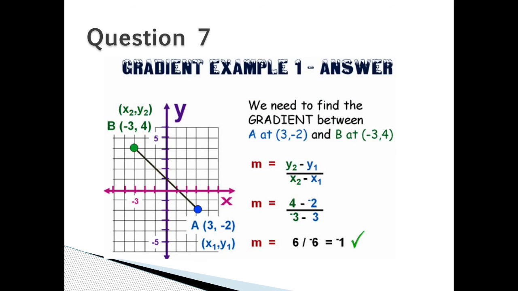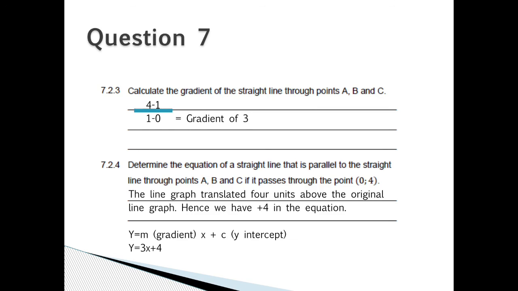If we need to find the gradient, we need to use the formula m is equal to y2 minus y1 over x2 minus x1. In the example we have used here, it will be m is equal to 4 minus 2 over minus 3 minus 3. m is equal to 6 divided by minus 6, which is equal to negative 1. So the gradient through points A, B, and C is 4 minus 1 divided by 1 minus 0. So my gradient is 3.